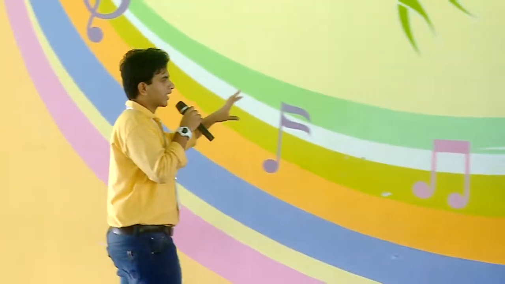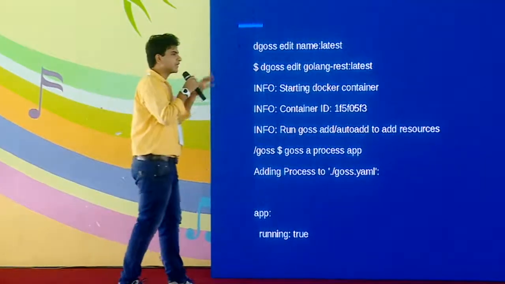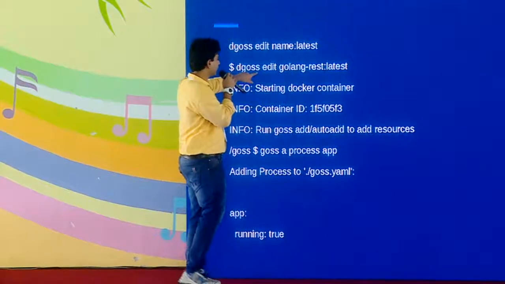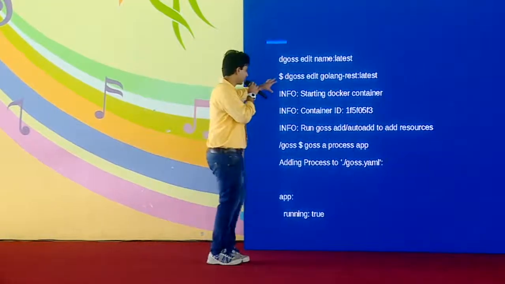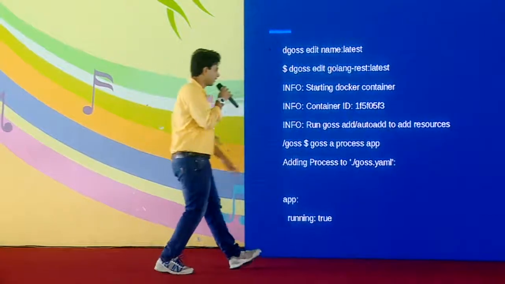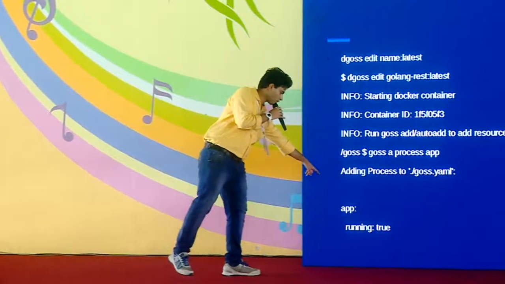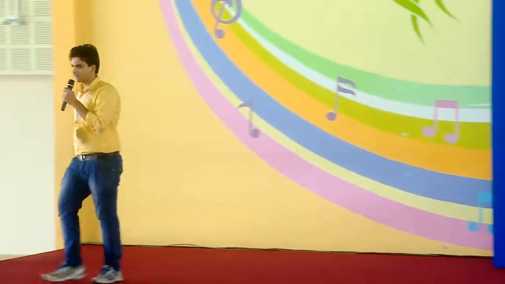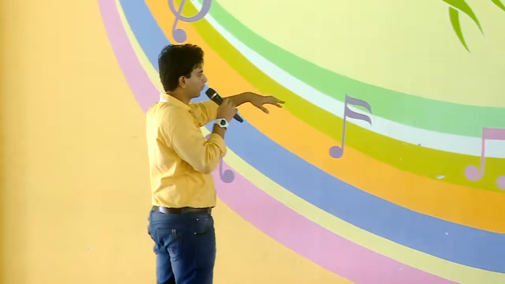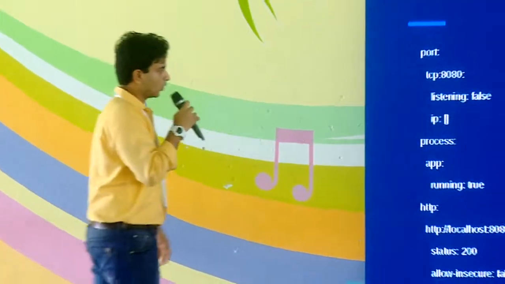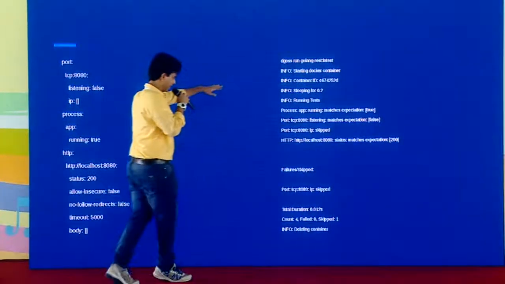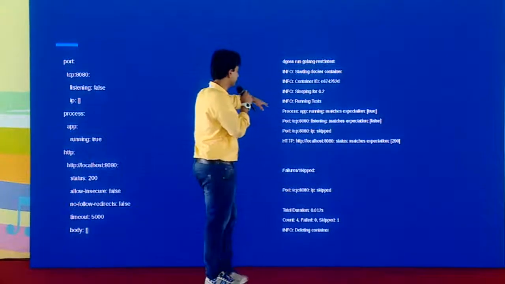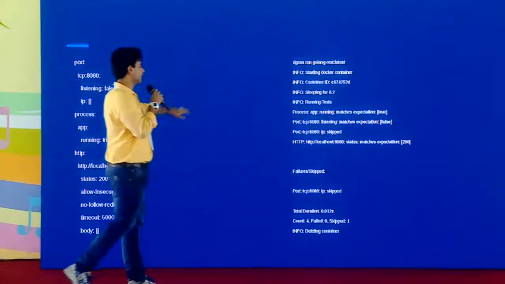DGOS is basically a wrapper on top of GOS for the containers, to test the containers. So let's say DGOS edit Golang. Golang is the name of the container, and they will provide us some interface to write the YAML or JSON format. So here you can see I wrote a rule app running true, and after that I have written some of the rules for port, TCP 8080 is running, listening or not, process is running true or not, HTTP. And then you could see when we do DGOS run, container is running test, process app is running, port is listening. So that kind of testing can be done using DGOS.